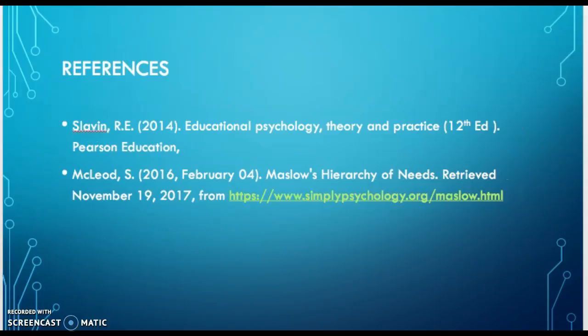Okay, and then there are my references. Use the textbooks, and then I found this article from simplypsychology.org, which is a great website. Thank you.